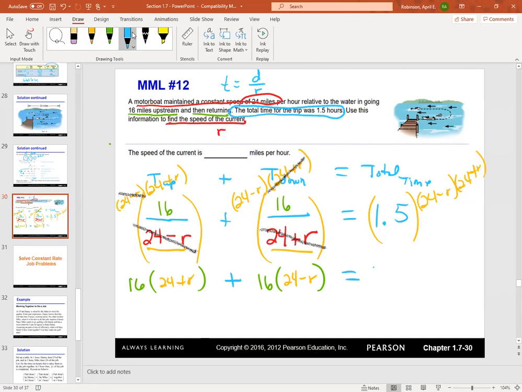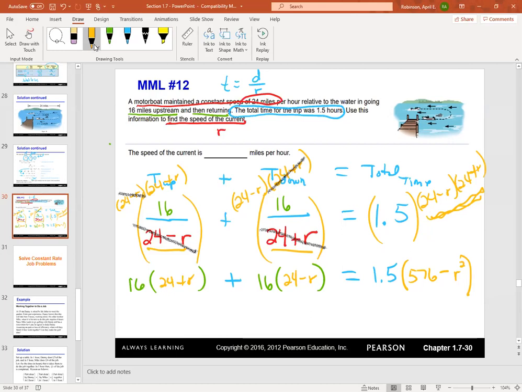And then over here, I'm going to have this 1.5 times, and I'm going to go ahead and FOIL this right here. They are conjugates. So 24 times 24, all I have to do is first times first and last times last, because outsides and insides cancel. So this is 576 minus last times last is r squared. And now I'm going to distribute to get rid of all my parentheses.